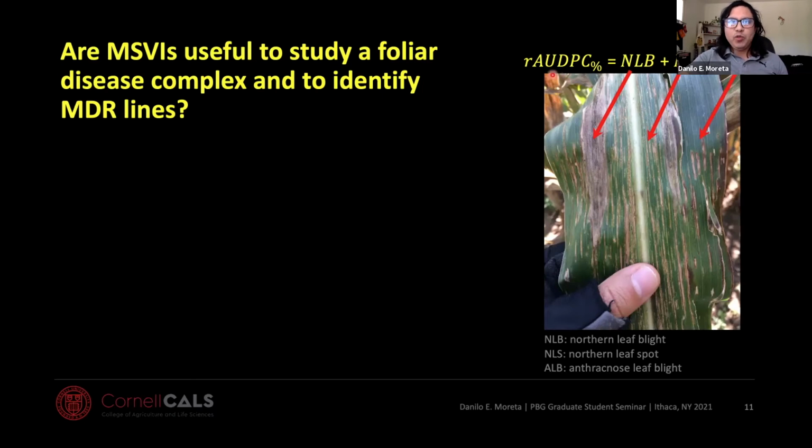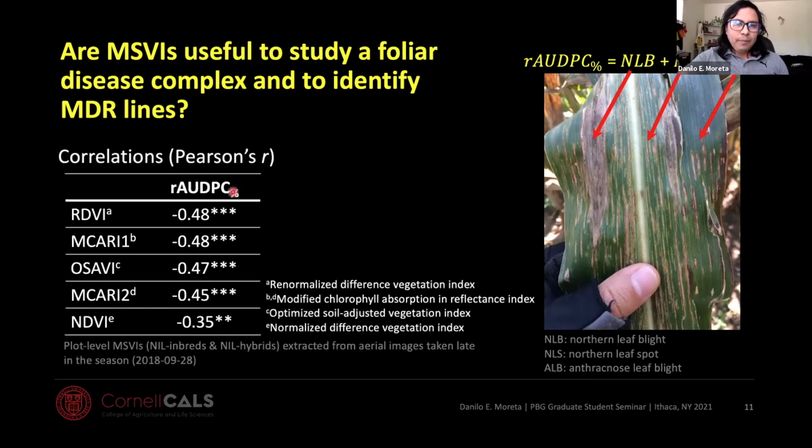I am using this metric, relative area under the disease progress curve, which will represent the cumulative effects of these three co-occurring diseases. I then compare this RAUDPC to the indices that I extracted from the aerial images of my NIL plots. The correlation between these two metrics shows a significant negative relationship, which makes sense because the higher the NLB disease severity, the lower the index value.